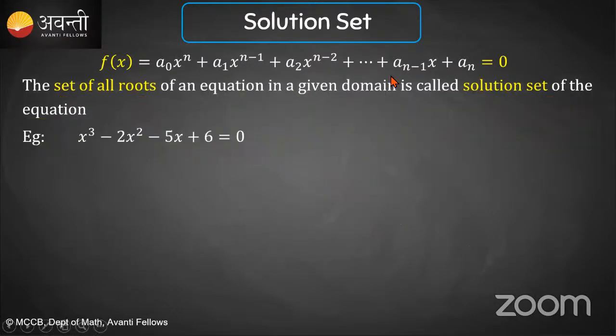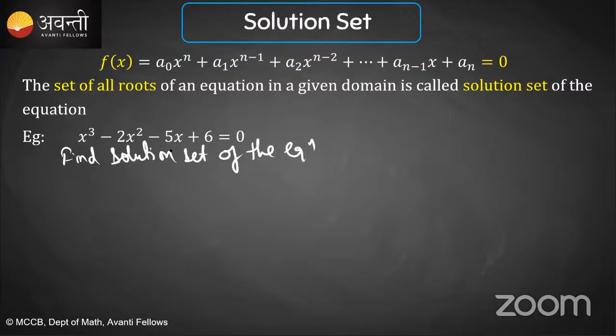Okay, so now one question. The set of the roots of an equation in the given domain, this we know is the solution set. My question is, find the solution set of this equation: x cube minus 2x square minus 5x plus 6. Now find the solution set of this equation. Everyone tell me quickly in the chat box what is the solution set for this equation. Quickly, tell me in the chat box.